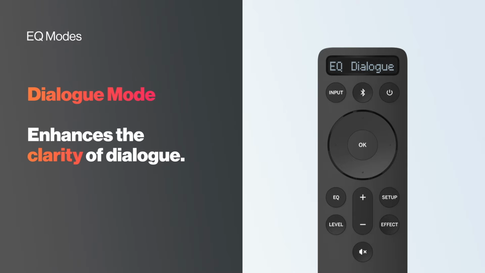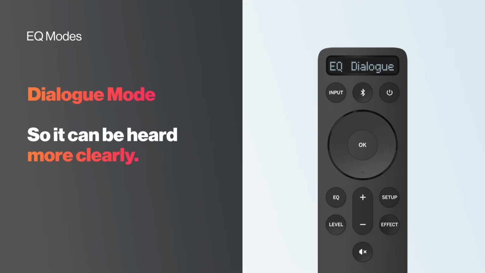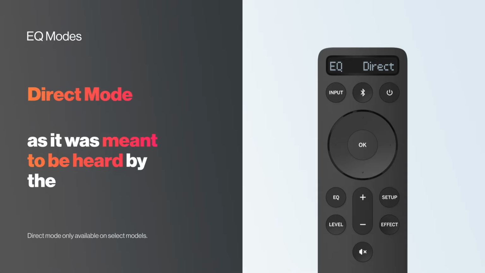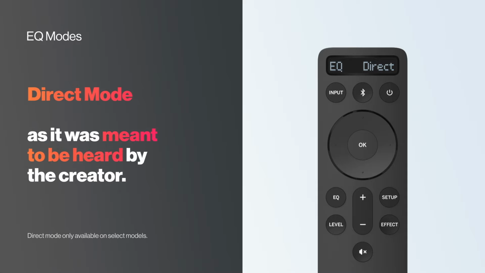The Dialogue mode enhances the clarity of dialogue so it can be heard more clearly. And the Direct mode EQ delivers sound exactly as it was meant to be heard by the original content creator.